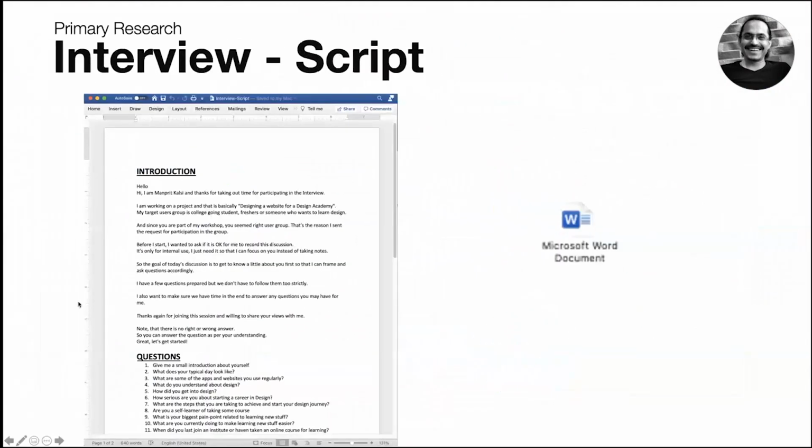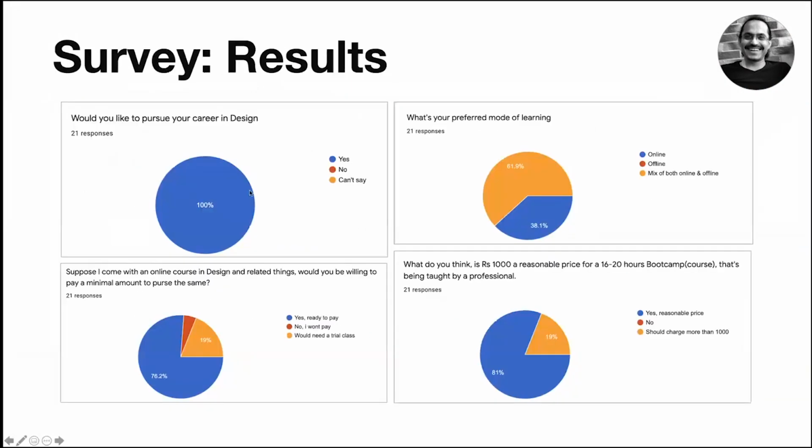So in this case, for example, I got these responses. Would you like to pursue your career in design? 100% of people said yes, they are interested in pursuing a career. And then what's your preferred mode? Most of them said a mix of both online and offline, but the majority also said that online is okay. So here, combining the third and the first, basically online wins, right?